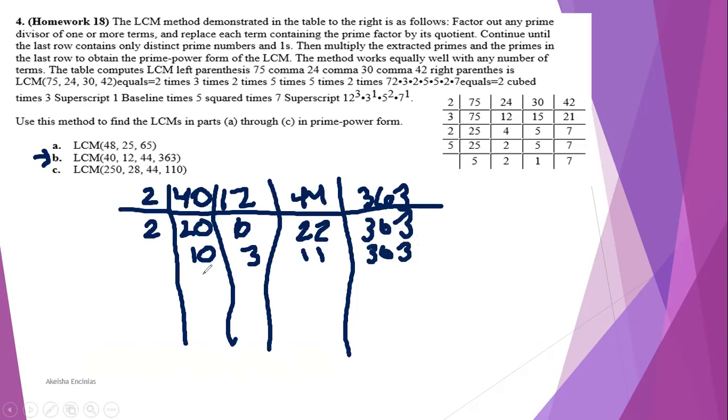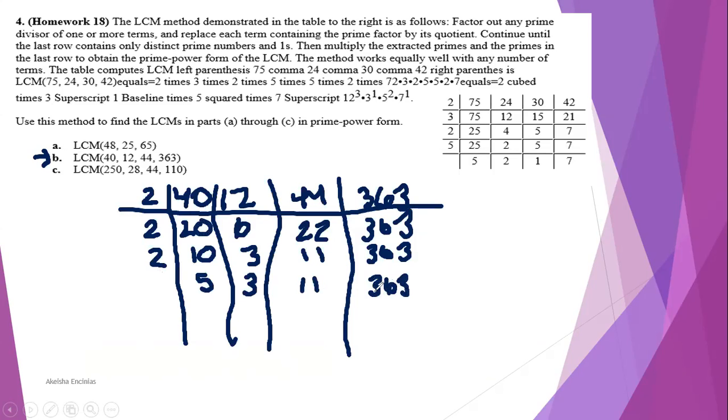But it's still not divisible by 2, so we're just going to bring it down again. I'm going to keep working at it. I know 10 is also divisible by 2, and that's going to give me 5. 3 is not, but bring it down. 11 is not, and we're going to bring it down. And 363 still isn't, so bring it down. All right, and looks like we have all prime numbers except we got this big old number over here. That can't be prime, can it?